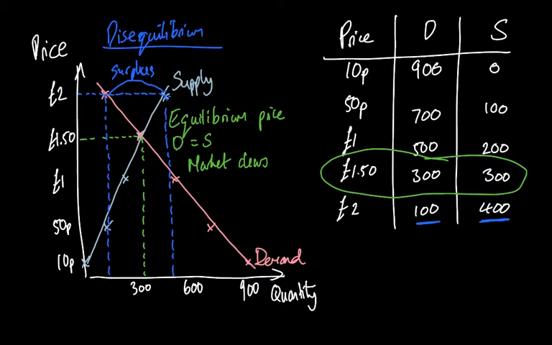Okay, demand is not equal to supply, and the market has not cleared because there are unsold cups of coffee. Specifically, there are 300 unsold cups of coffee. So there is a surplus or an excess of cups of coffee.